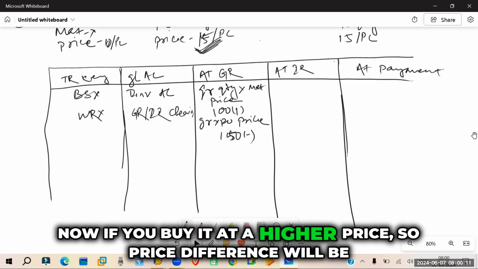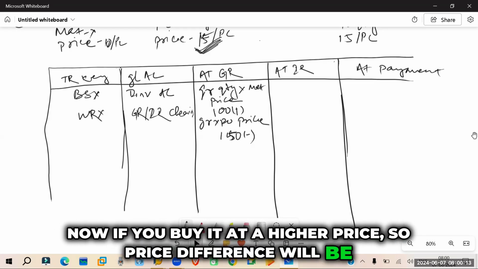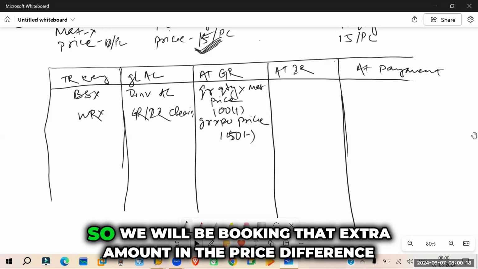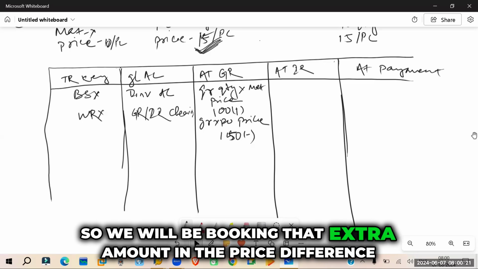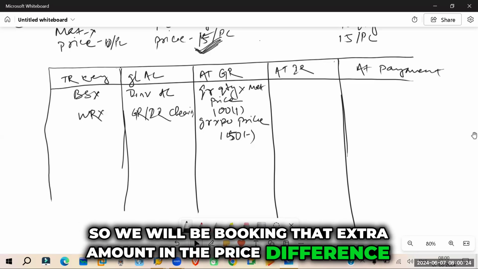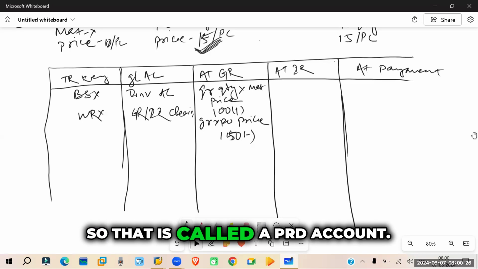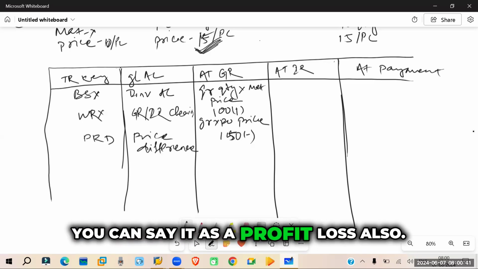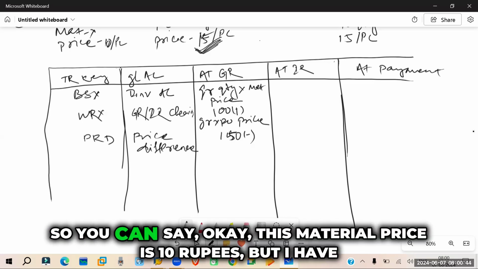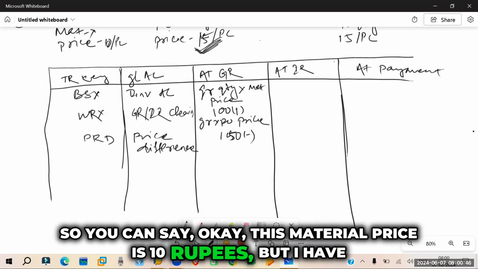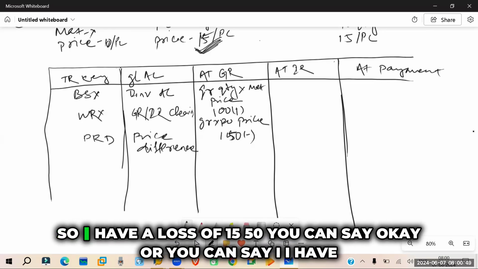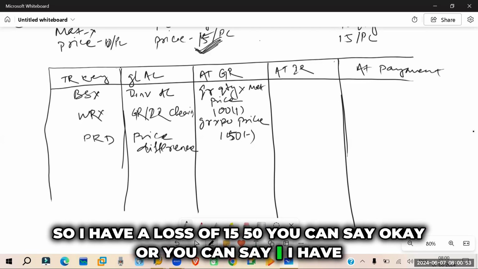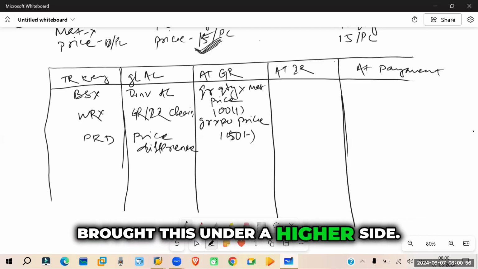Now, if you buy it at a higher price, a price difference will be there. Similarly, here we have a price difference of 5 rupees. So we will be booking that extra amount in the price difference account. That is called the PRD account. This is price difference. You can say it is profit or loss also. You can say this material price is 10 rupees, but I have bought it at 15 rupees, so I have a loss of 50%. Or you can say I have bought this on the higher side.